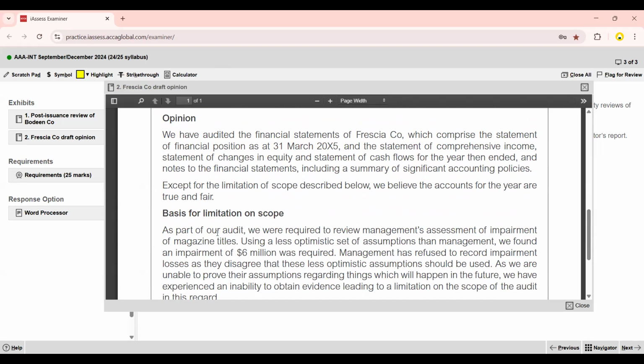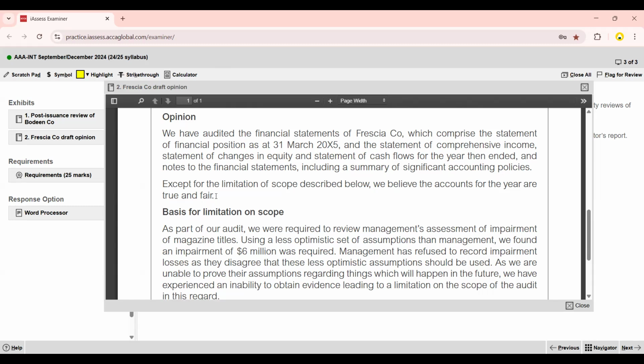Now, opinion. We have audited the financial statements of Frescia company, which comprise the statement of financial position, statement of comprehensive income, statement of changes in equity and statement of cash flows for the year then ended and notes to the financial statements, including a summary of significant accounting policies. So this is the standardized wording. Except for the limitation of scope described below, we believe the accounts for the year are true and fair. No, this is not proper wording.